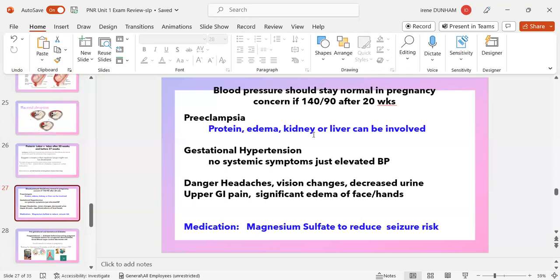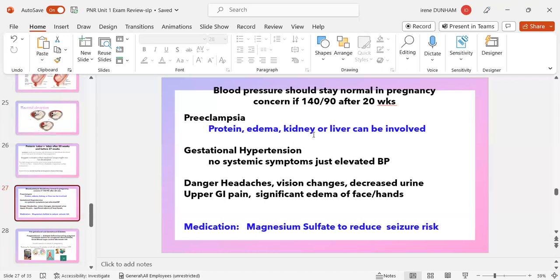Okay. Now, what happens is you can get into what we call a danger zone. All right. And so now we're getting danger headaches. These are headaches that, I tell you, my patients came in and would hold their head from the front to the back, and they're going, oh, I got this headache. And I took Tylenol, nurse, and I just can't take this anymore. That's not good, right? Vision changes.